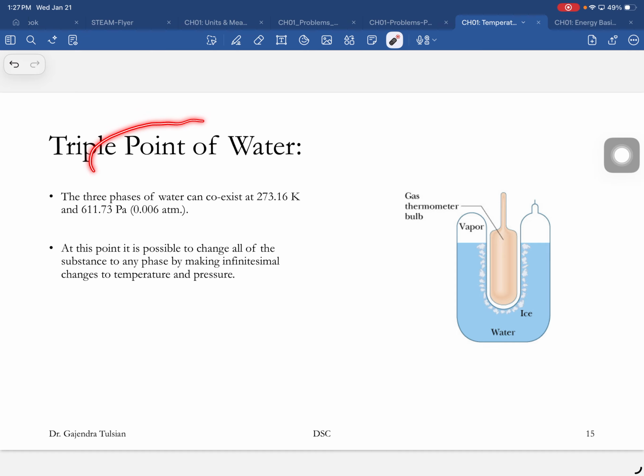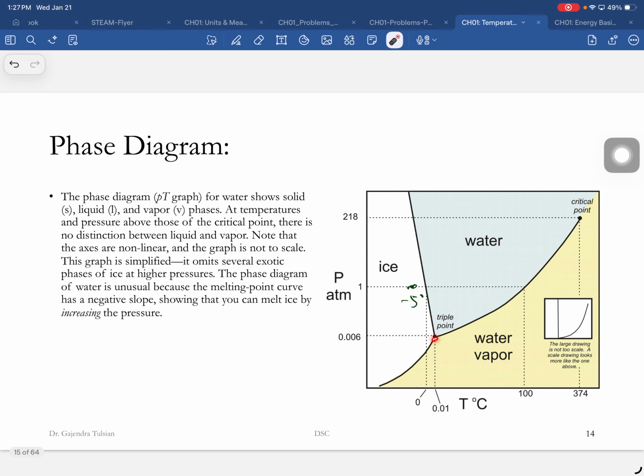Okay, so here is the triple point of water. As the name suggests, at this point, there's the triple point of water. The partial pressure of water vapor is 0.006 atmosphere. The temperature is 0.01 degrees Celsius. At this point, all three phases can coexist: the vapor phase, water phase, and ice phase.